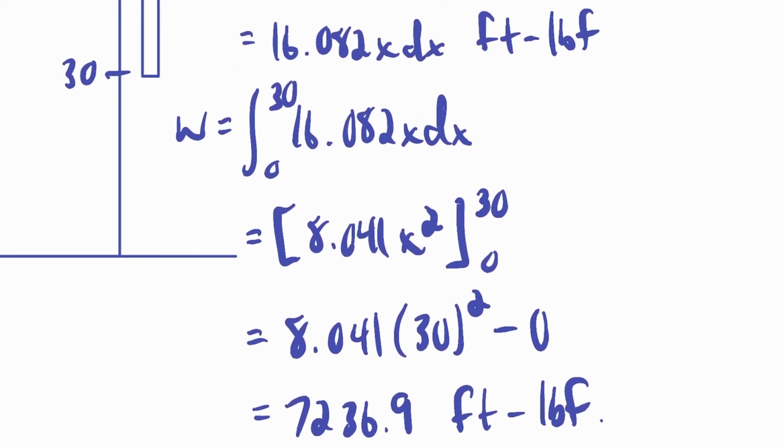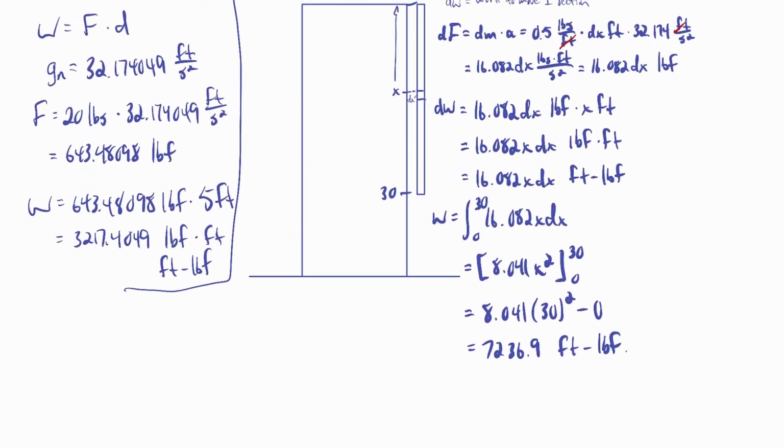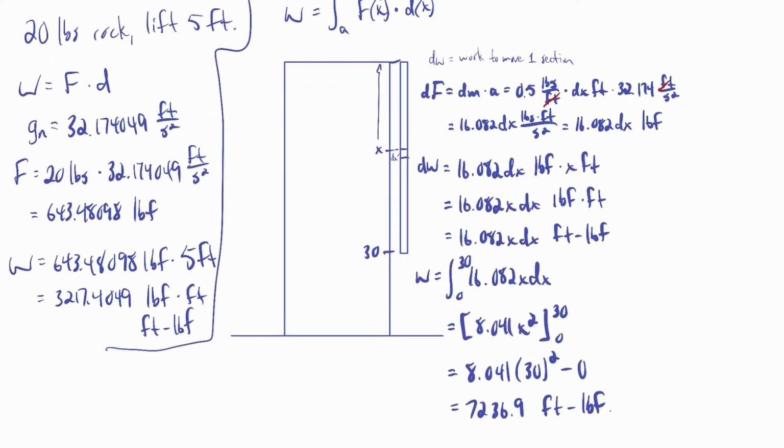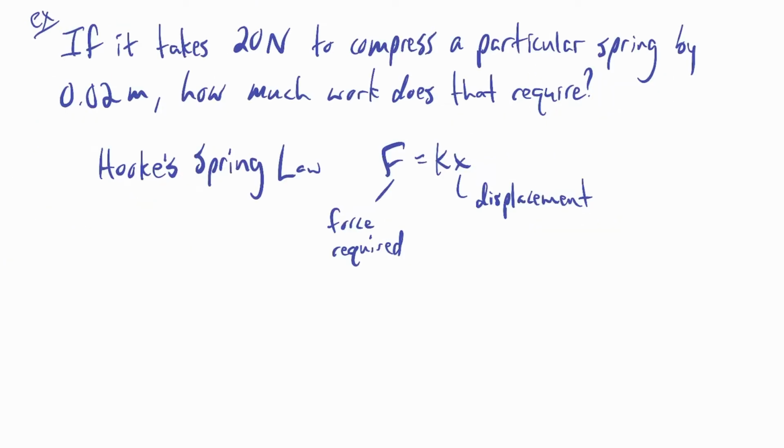Here we go. That is the way to build the integral and calculate the work needed to lift the rope that's 30 feet long and dangling all of it to the top of the building. Okay, so let's say we are wanting to calculate the work required to compress a spring. So if it takes 20 newtons to compress a particular spring by 0.02 meters, how much work does that require?